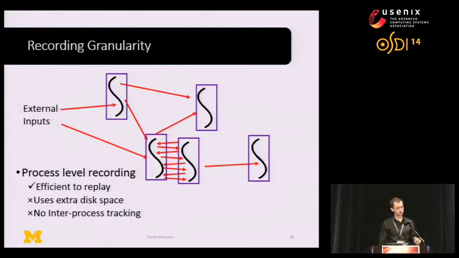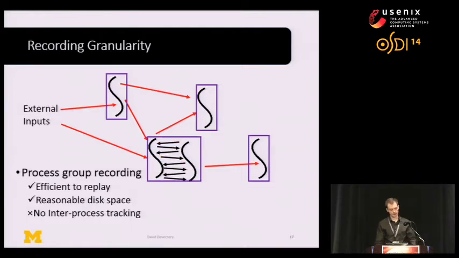So Arnold is going to use something called process group record and replay. Process groups are going to combine frequently communicating processes, something like processes that share memory. And this will provide more efficient recording because those very frequent communications won't have to be recorded. They'll be encapsulated in the process group. It will also have very good disk space, something similar to that of process level recording. But we're still missing this inter-process communication.